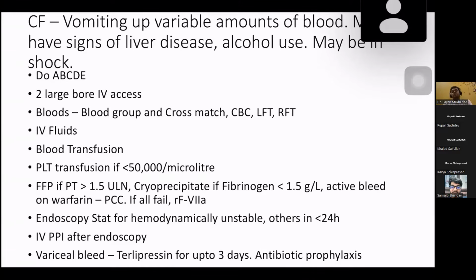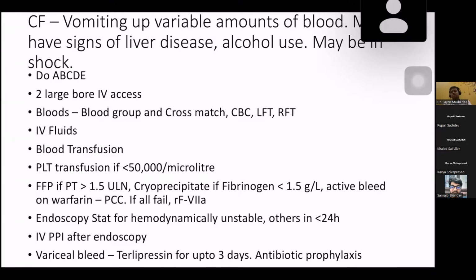And if the bleed is confirmed to be of variceal origin, then terlipressin is a specific drug that is used in this context, and it's given for up to 3 days. It can improve the mortality and the morbidity of these patients. It's been seen. And you also give antibiotic prophylaxis.